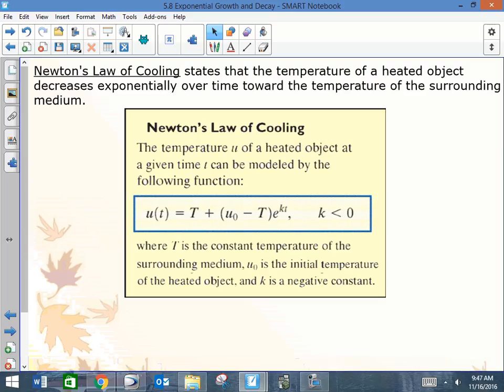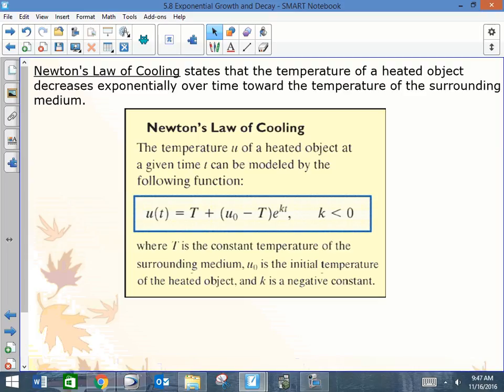So if you leave your butter out, or the chocolate that you have in the refrigerator because you like soft chocolate, you don't like hard chocolate, it'll eventually become the temperature of the room. So that's the general idea of Newton's law.